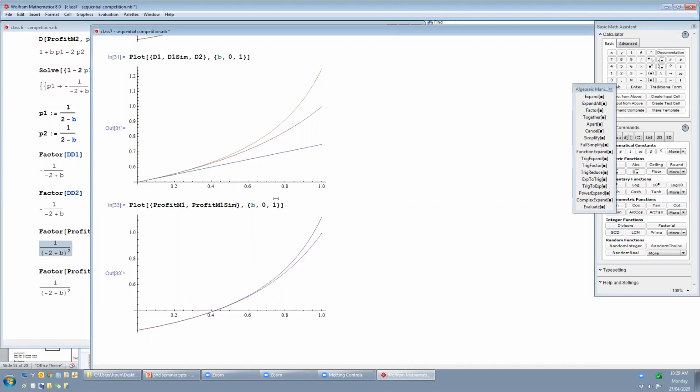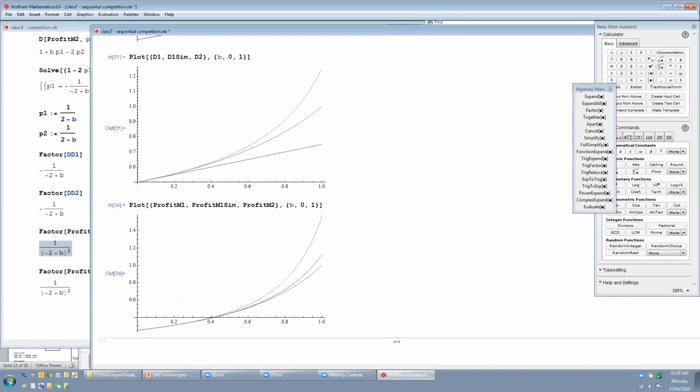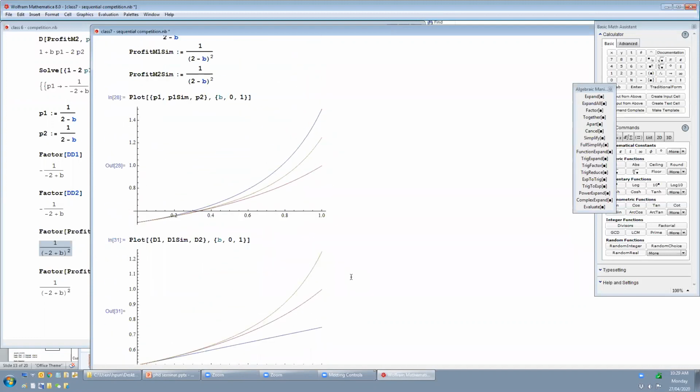To be complete, let's plot M2 as well, and then we have M2 here. So we have three different graphs. The top line is M2 sequential, the middle line is M1 sequential, and the lower one is M1 simultaneous. So basically, we have different pictures.